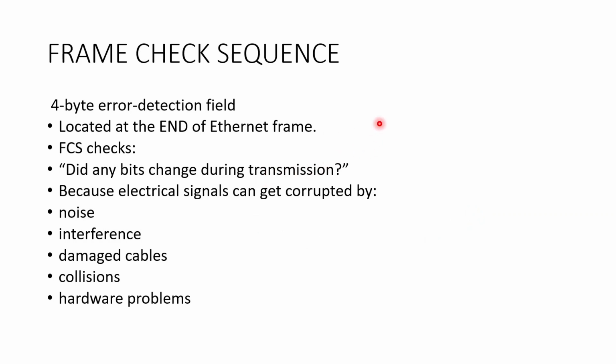The frame check sequence. This is the last field of the Ethernet header. It is 4 bytes long. This field is going to be used by the receiver side to check if there are any changes of the bits during the transmission. Now, I'm hoping you remember and you're familiar with the bits. The bits are the electrical signals that are being transmitted in the physical layer of the OSI model. Now, this electrical signal can sometimes be corrupted by noise or interference, damage of the cables, or collision, or hardware problems. So that's why the receiver uses the frame check sequence to detect if there are any bit changes during the transmission.